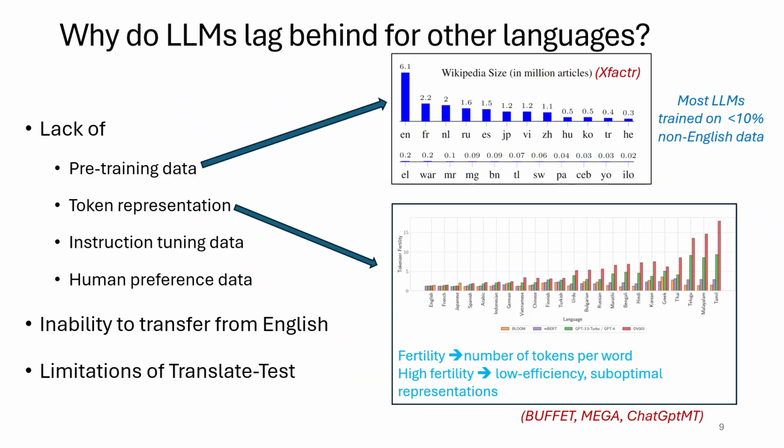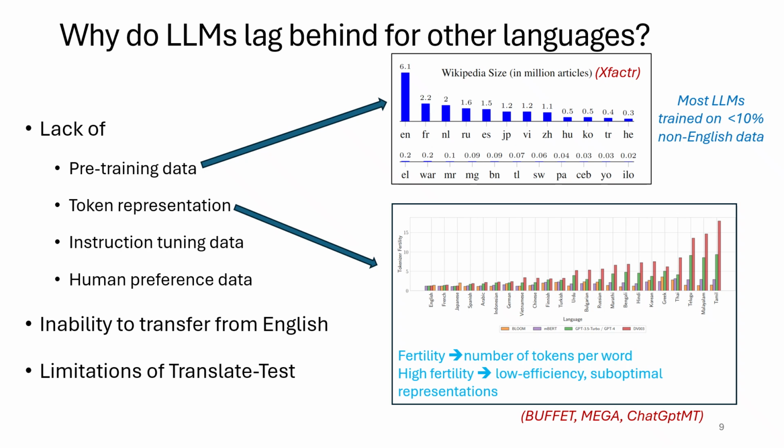So now the question is, why do these LLMs lag behind for other languages? You have a bunch of reasons. One, the lack of pre-training data. English data clearly outstrips data for any other language by far, and particularly for low resource languages, the data available on the web is very little. As an indicator of that, you can see the Wikipedia sizes of some representative major languages, and you can see that English is by far way ahead, and that is the general scenario on the web.